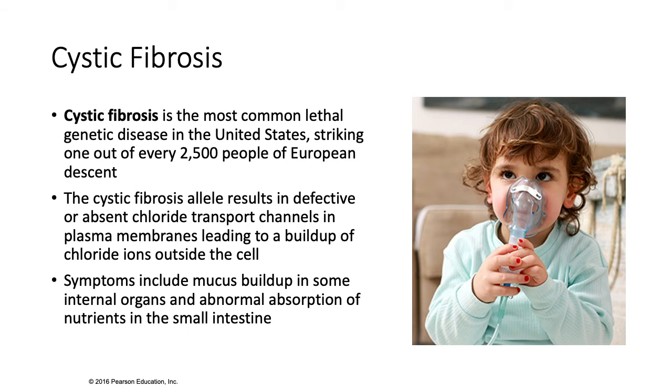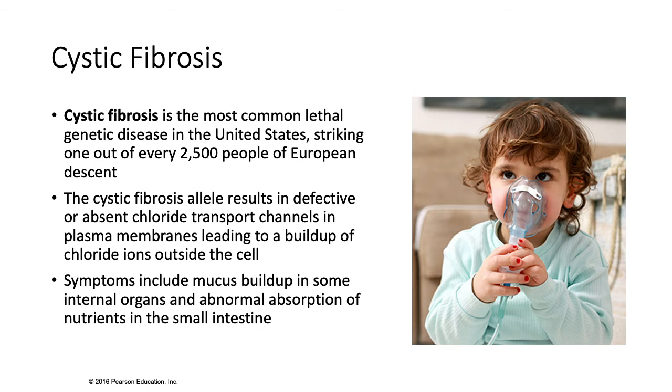In cystic fibrosis, there is a mutation in a chloride transport channel that results ultimately in the buildup of really thick mucus. This affects a whole bunch of organs in the body, including the lungs. Cystic fibrosis is relatively common. It affects about 1 out of every 2,500 people of European descent that are born in the US. It is less common in other groups of people.